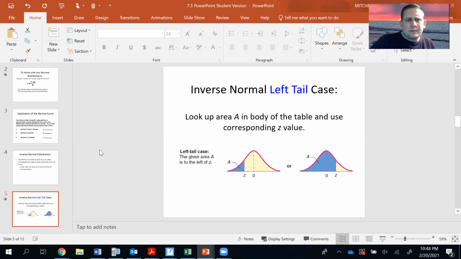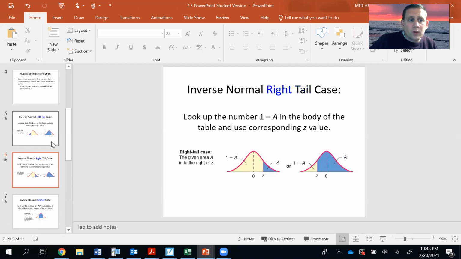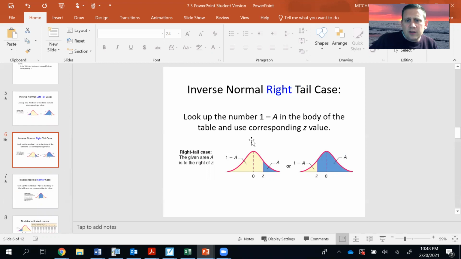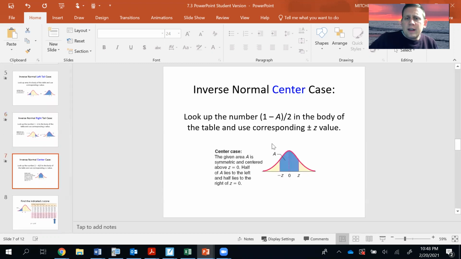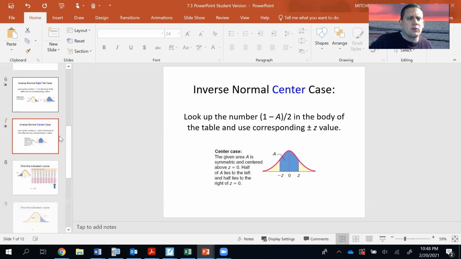So looking at our picture, when we do a left tail, we're going to find the probability that we want, and then we're going to look up the z-score. The other case is a right tail case. If we have the right probability, we're going to do 1 minus that, and then look that number up. And if we have a center case, we're going to do 1 minus the area that we have, and then divide that by 2. And that'll correspond to the 2 z-scores. We're going to get 2 z-score values whenever we have an area in between. So we're going to practice a couple of those here.